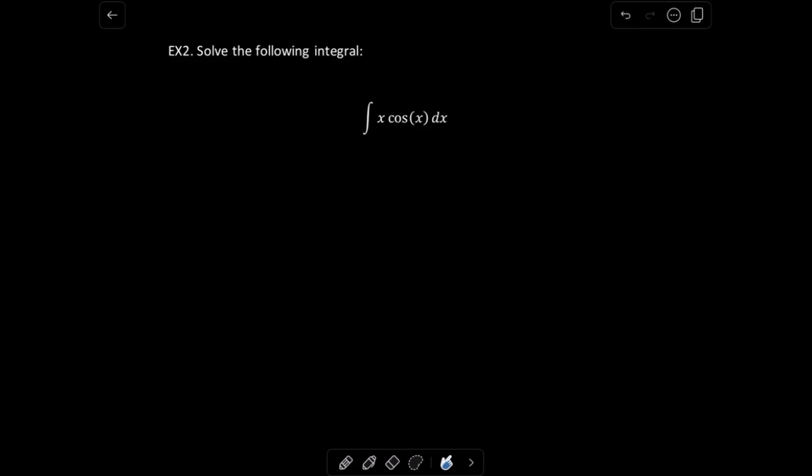Okay, exercise 2, solve the following integral. You can see obviously we need to use by parts, so pause the video and try it.